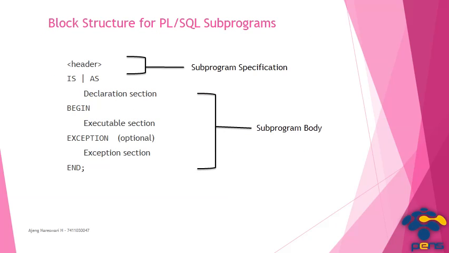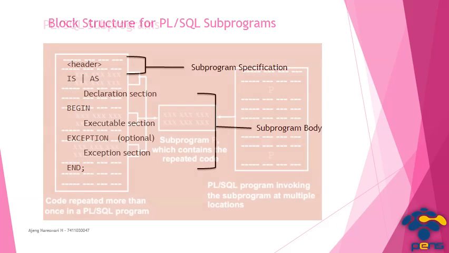Block structure for PL/SQL subprogram. First is the header, which is IS or AS. The subprogram specification. And then the declaration section, then begin, and then the executable section, then exception, which is optional, and then the exception section, then end. From the declaration section until end is the subprogram body.